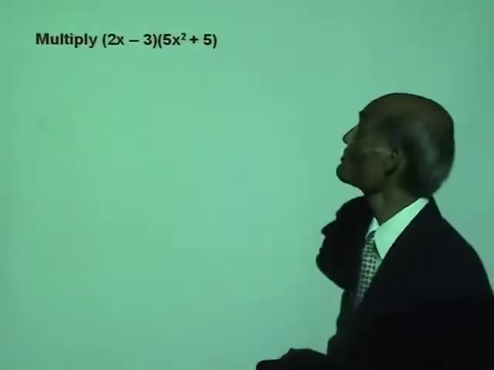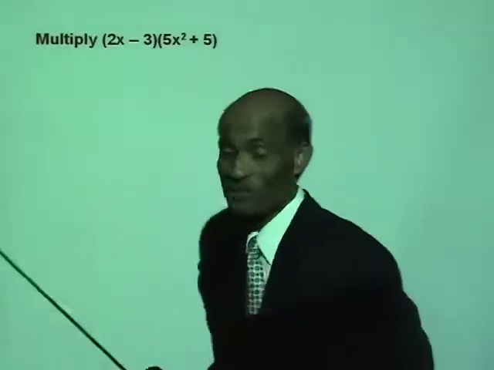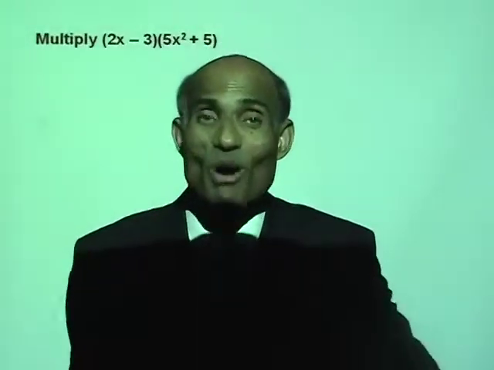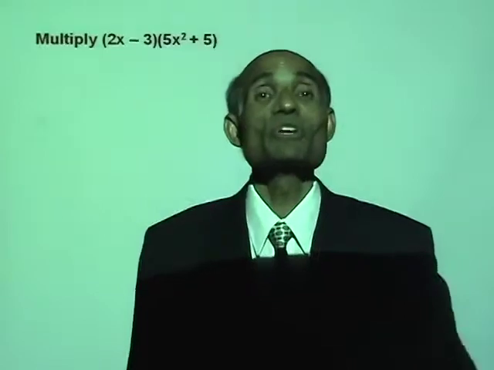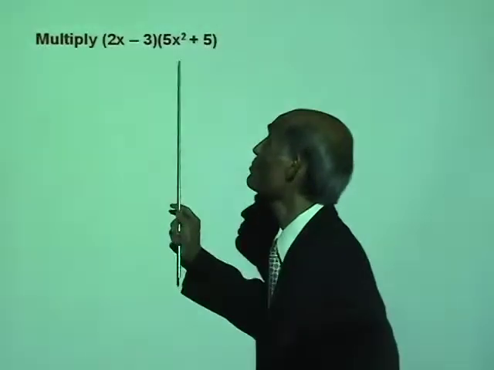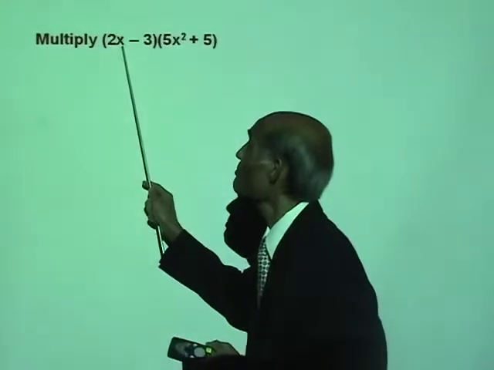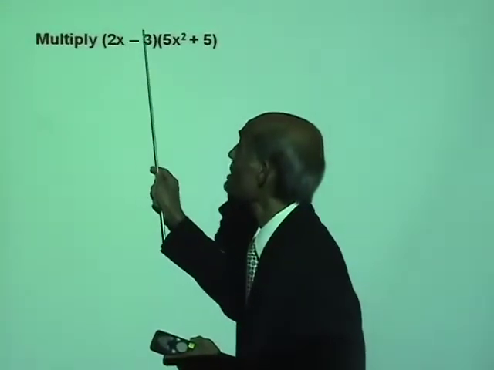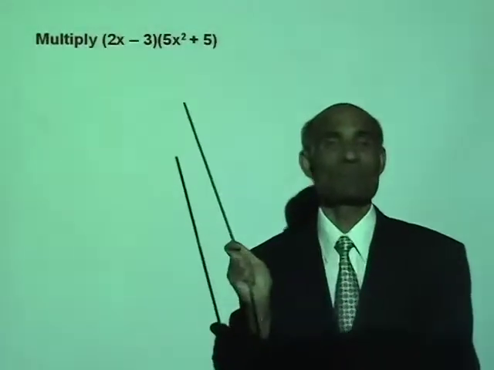Another one. Multiply 2x minus 3 times 5x squared plus 5. Now, does it belong to any of the special products we talked about this lesson? No, it doesn't. So, you need to go back and do it the traditional way. What is the traditional way of multiplying two binomials? Well, you take the first term of the first binomial and multiply it with the second binomial. Then take the second term of the first binomial and multiply it with the second binomial.